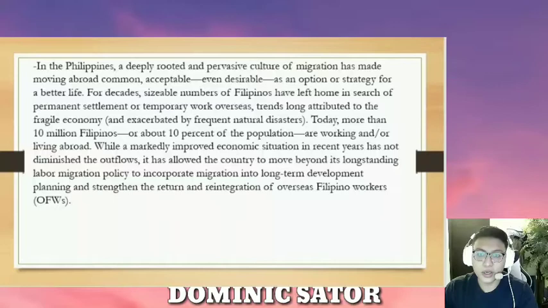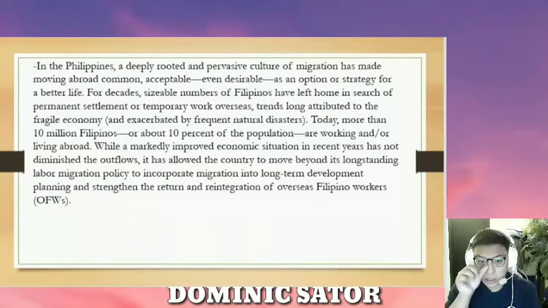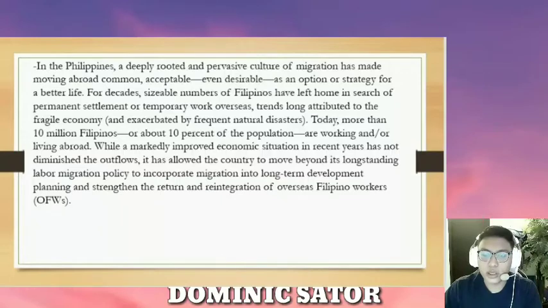So, in the Philippines, deeply rooted perceived culture of immigration has made moving abroad common, acceptable, even desirable as an option or strategy for a better life. For a decade, sizable numbers of Filipinos have left home in search of permanent settlement or temporary work overseas. Trends long attributed to the fragile economy and exacerbated by the frequent natural disasters. Today, more than 10 million Filipinos, or 10% of the population in the Philippines, are working and or living abroad.